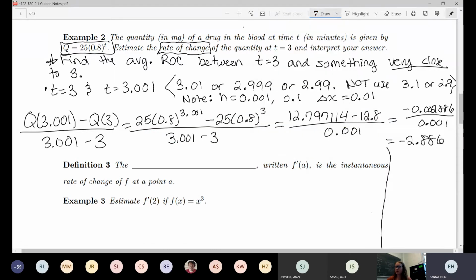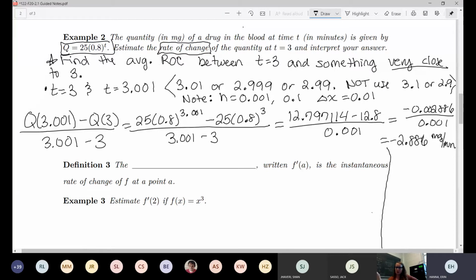So I've got this value here. Now this is still a slope. If I wanted to talk about the units of this, let me move this over just the tiniest bit so I can write the units next to it. The units of this are going to be the units of the Q values over the units of the T values. So we would have milligrams per minute.